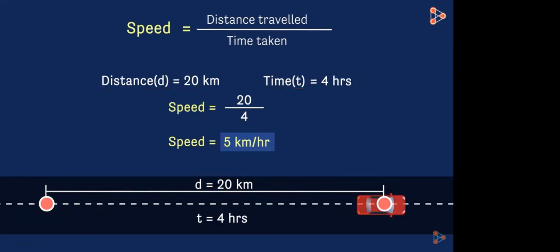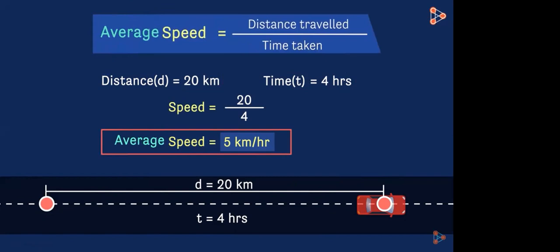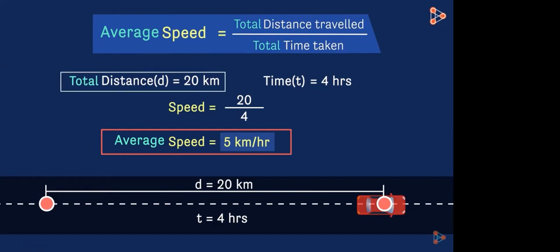So if this is not a constant speed, then what is the speed called? This speed is called average speed. Average speed is defined as the total distance covered by an object over the total time taken. So in our example, we are given a total distance that the car travels and the total time taken by it to cover that distance. And hence we calculated the average speed of the car for the entire journey.